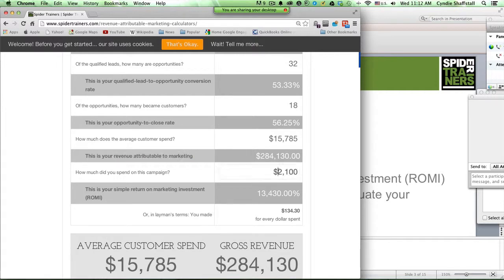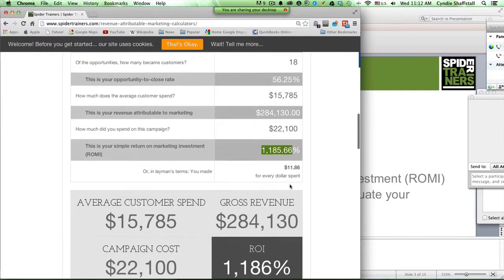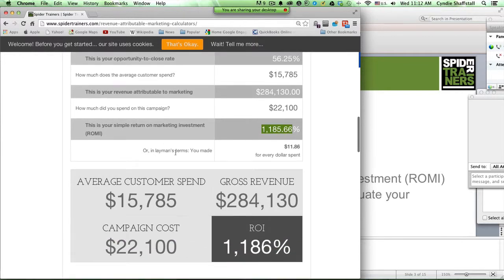We have to figure in our campaign costs. So let's say that our campaign cost is $22,100 to build. And that's because we needed web pages and a microsite, and we needed several emails, or maybe we were at a trade show and we needed a booth. So our campaign costs were a little bit high. They were $22,000. So our simple return on marketing investment, our ROMI, was 1,185.66%. In other words, we made $11.86 for each dollar we spent.